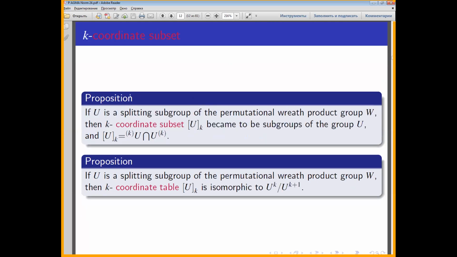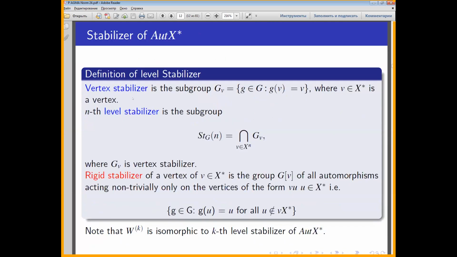I have said the definition of splittable, and also the stabilizer of a level is a normal subgroup. The stabilizer of a level is the subgroup which is the intersection of vertex stabilizers. A vertex stabilizer is a stabilizer which fixes all vertices from G which belong to the subtree of the form V X star. Here is the condition: if U belongs to the subtree V X star, it is fixed. Otherwise, it's not in the subtree; it belongs to the addition to this tree.